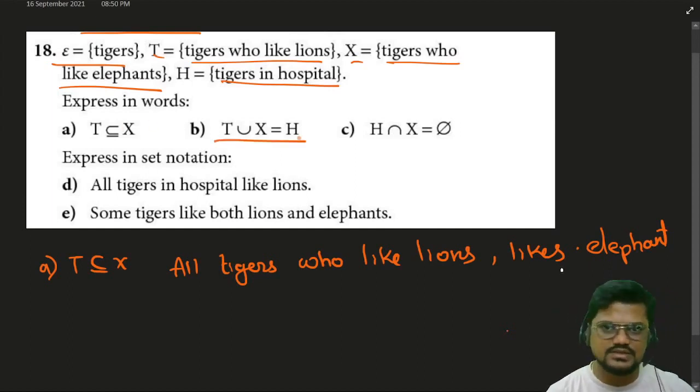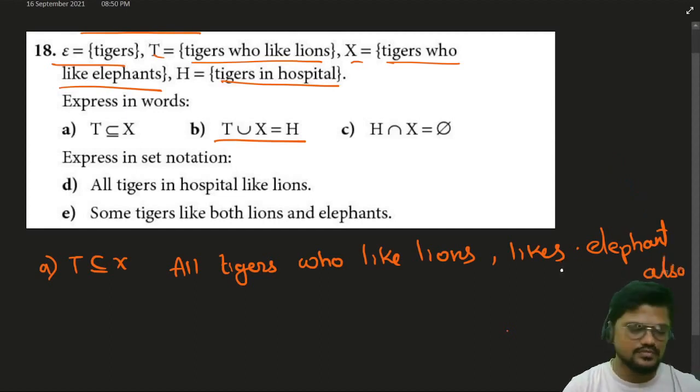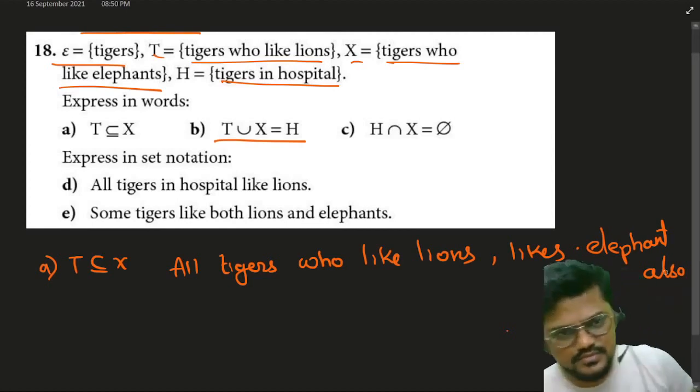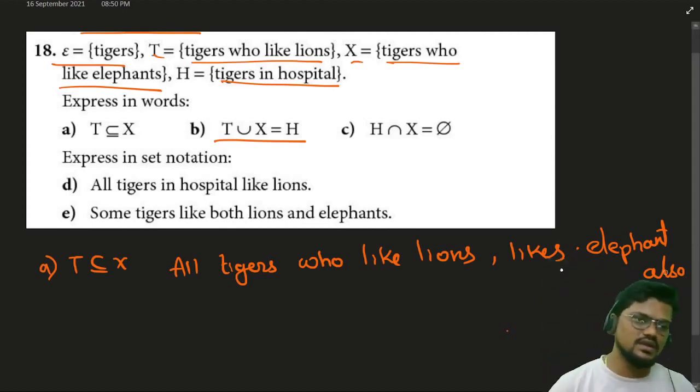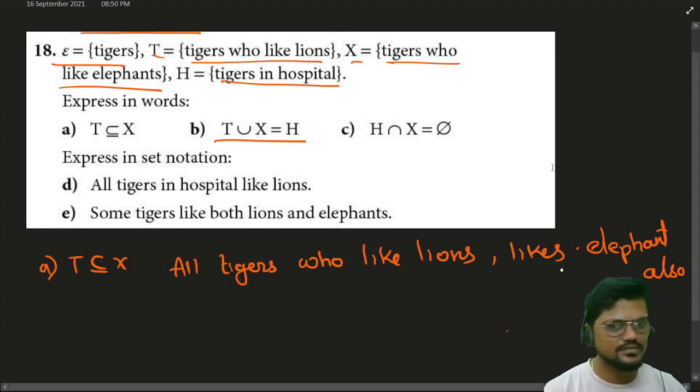Next, T union X is equal to H. So you have written all tigers who like lions like elephants also. Oh, okay, sorry, I missed. Yeah, now I understand. See, the sentence framing can be done in a different way also. Framing of the sentence will be as per you. Yes, there will be some grammatical difference.